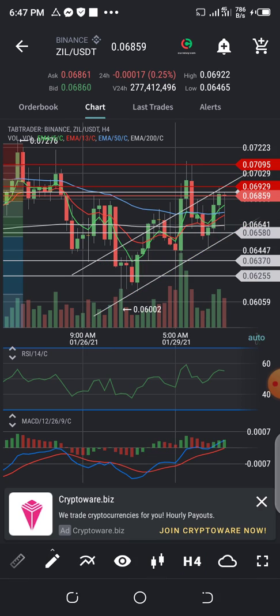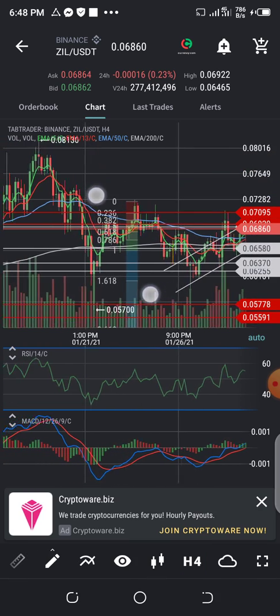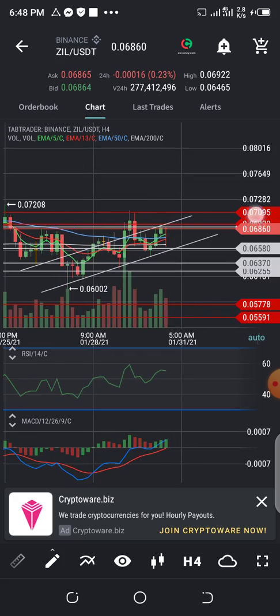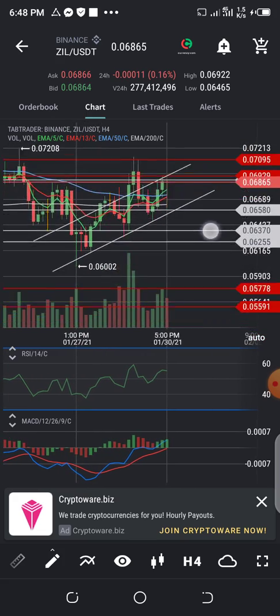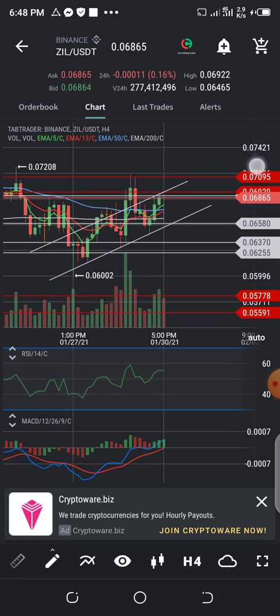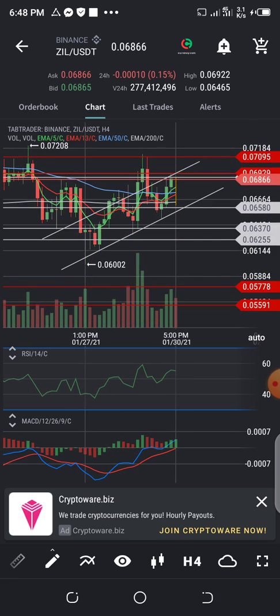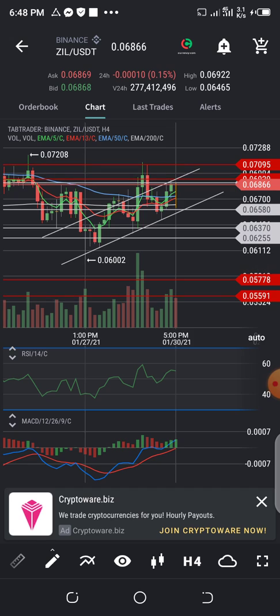I'll remove most of these things so you will be able to see the chart clearly. Let me remove, okay, let me just leave them. So now, talking about indicators, let me start with MACD.